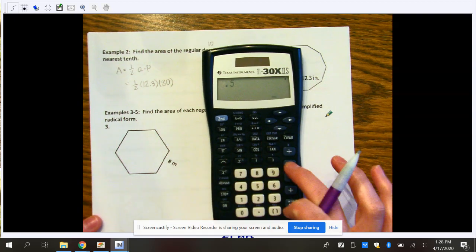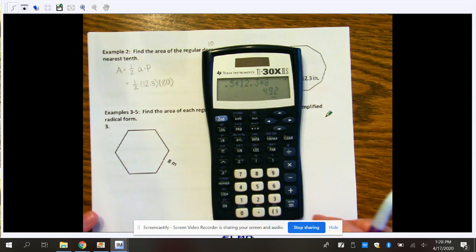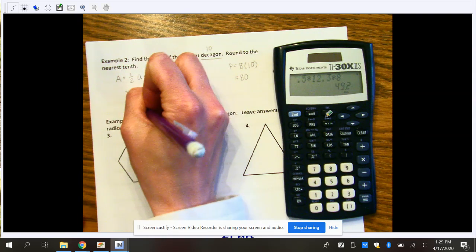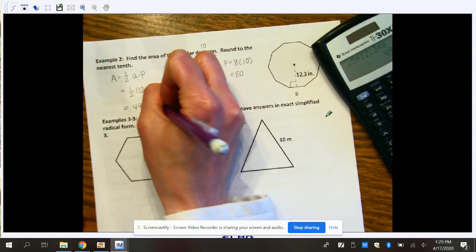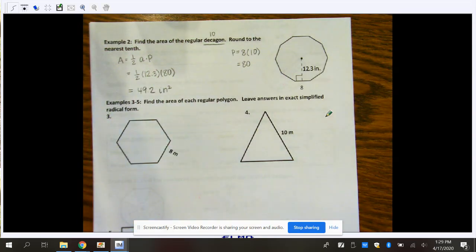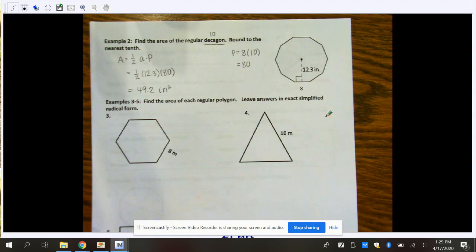So when I multiply these all together, you're going to get 49.2. And then we're still looking at units squared because we're finding area. So this is going to be inches squared. Okay. All right, so now let's look at what happens when you're not given the apothem.